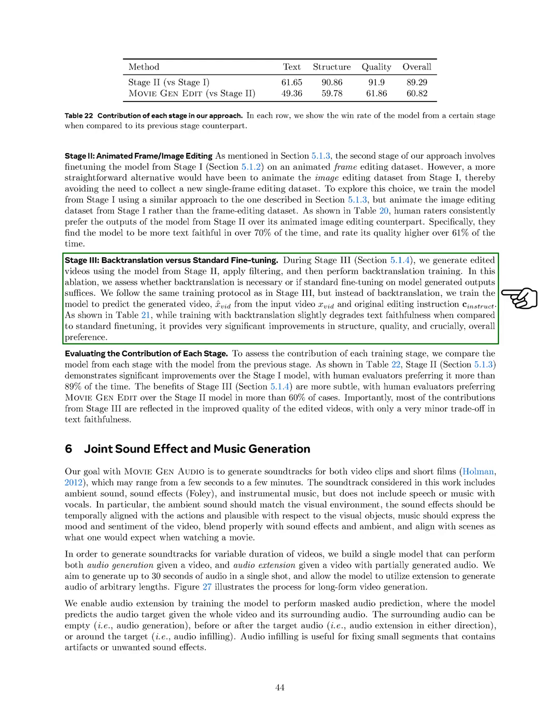To evaluate the contribution of each stage, we compare models from each stage with those from the previous stage. Our findings reveal that Stage 2 shows significant improvements over Stage 1, with human evaluators favoring it more than 89% of the time. The benefits of Stage 3 are subtler, with evaluators preferring the Movie General Edit model over Stage 2 in over 60% of cases. Most improvements from Stage 3 are reflected in the enhanced quality of the edited videos, with only a minor trade-off in text faithfulness.